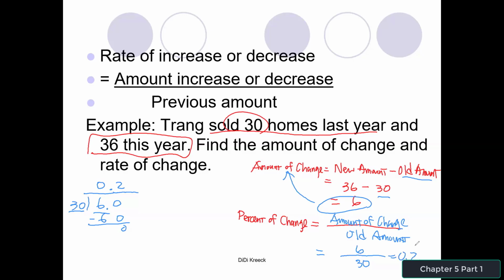0.2. But we are looking for percent, right? So the number we get is in decimal form. We need to convert that into percent. Converting 0.2 into percent, we move the decimal point 2 places to the right, insert 0 here, and then add the percent symbol. So we are multiplying 0.2 by 100.